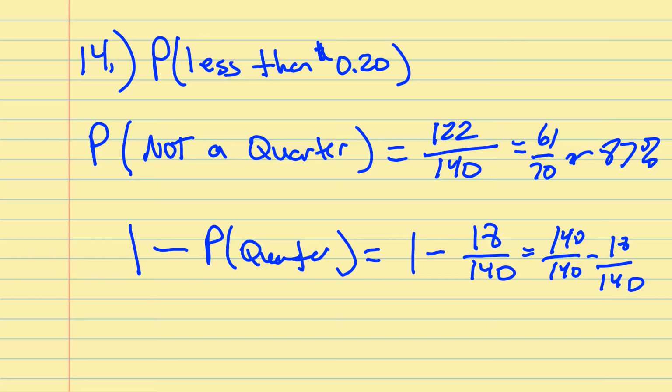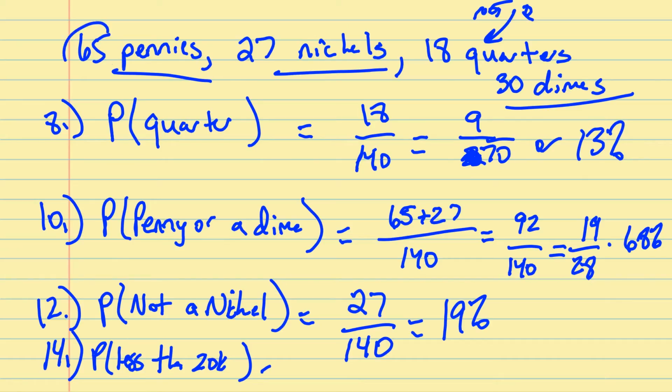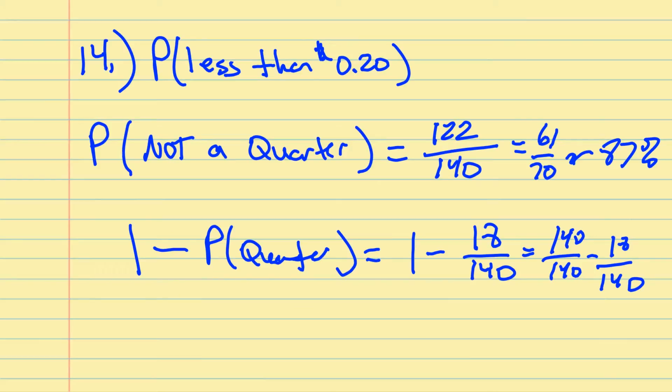Now, guys, if you didn't want to do the not part, you could have just added 65 plus 27 plus 30 to get 122 as well, and then put that over 140. So that was an option. All right, that's it for 14.